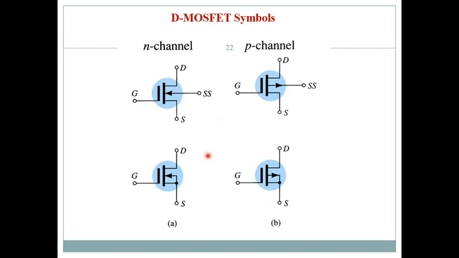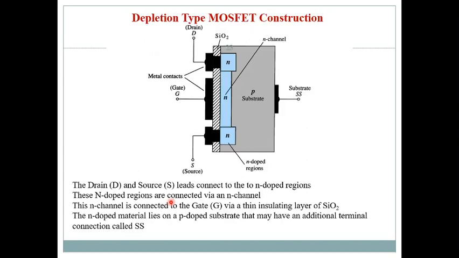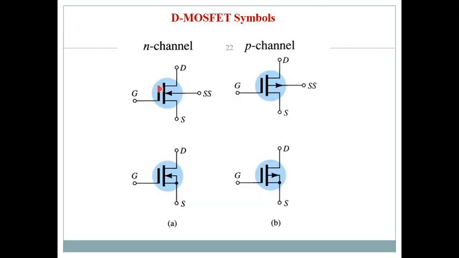The symbols are given here. Sometimes the substrate will be unconnected to the source, but in most packages it will be tied to the source. As you can see here, I will come back to the symbols a little later. And clearly you can see that the gate is not connected with the channel, even in the symbol. In the earlier JFET you had the arrow directly at the gate, but here the gate is drawn completely separately, right? That indicates that it has an insulated gate.